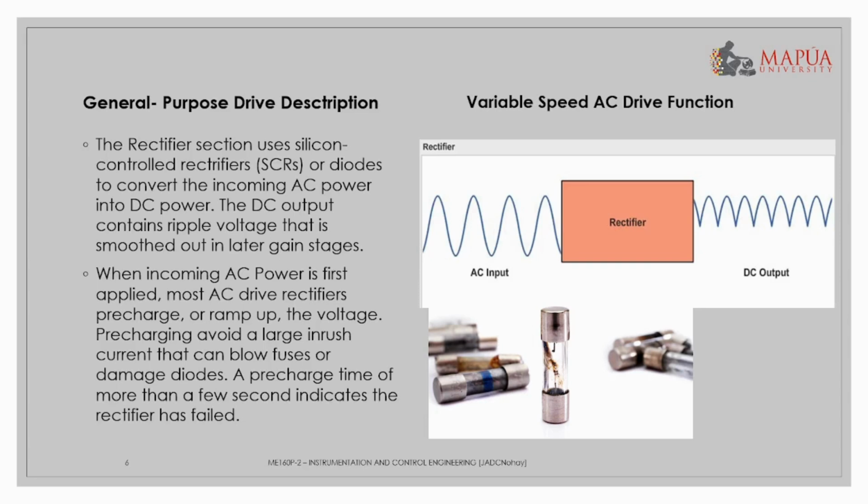The rectifier section uses silicon-controlled rectifiers, or diodes, to convert the incoming AC power into DC power. The DC output contains ripple voltage that is smoothed out in later stages. When incoming AC power is first applied, most AC drive rectifiers pre-charge or ramp up the voltage. Pre-charging avoids a large inrush current that can blow fuses or damage diodes. A pre-charge time of more than a few seconds indicates the rectifier has failed.